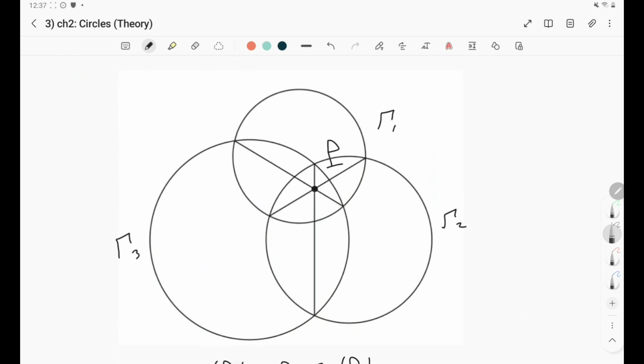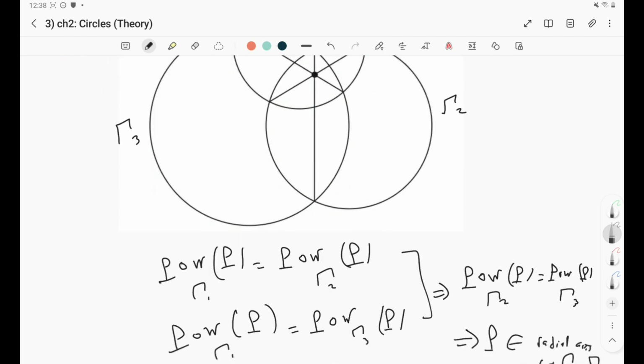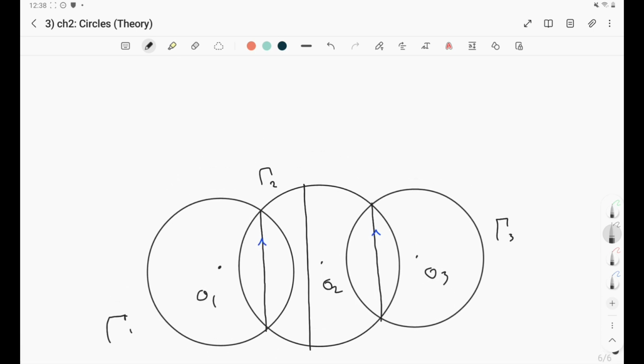So that just proves it. So that means always the 3 radical axes are concurrent. However, this is actually not always true. And the reason is, look at this special case. This special case here, you can see that you have the 3 circles, gamma 1, gamma 2, gamma 3.